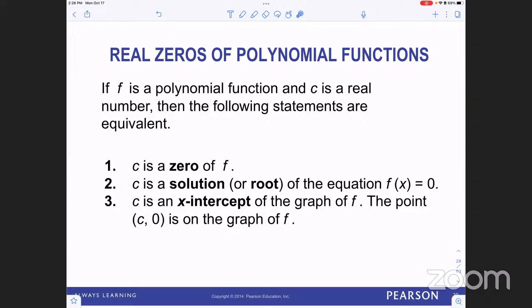If f is a polynomial function and c is a real number, then the following statements are equivalent. C is a 0 of f is equivalent to C is a solution or root of the equation f of x equals 0, which is equivalent to C is an x-intercept of the graph of f, right? So these are 3 ways of saying the same thing. Whenever we find the x-intercept, that's the same as finding the solution or root of the equation f of x equal to 0. And that's the same as if we say, find the 0 of this function. So these are all saying the same thing.